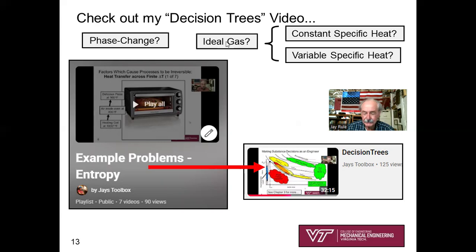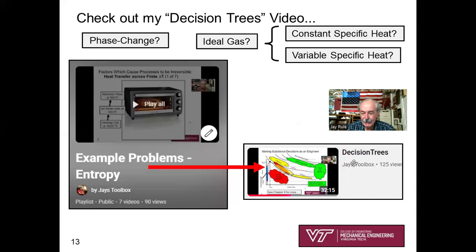Is it an ideal gas? If we say, oh yeah, I've got an ideal gas here, like air, well, then you've got to make another decision. Now am I going to model air as having constant specific heat, Cp equals some number, or variable specific heat, Cp equals some formula that depends on temperature? And if I'm looking for delta S, I've got to go look up an S0 term from table A22. So I hope that helps.